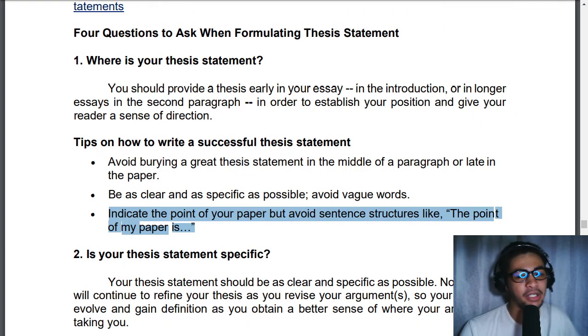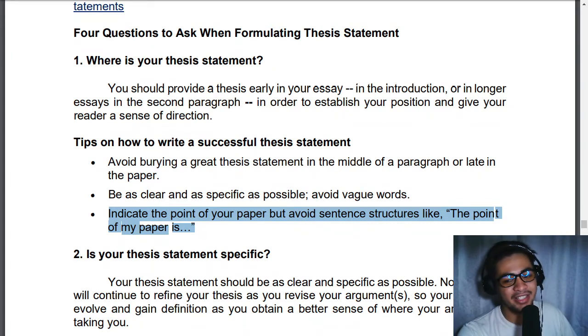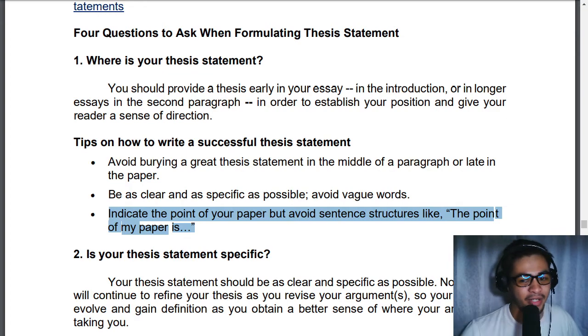So, the point of my paper is, is an elementary style. That is just for the lower years, but you are already in senior high school, so we will level up to those standards.